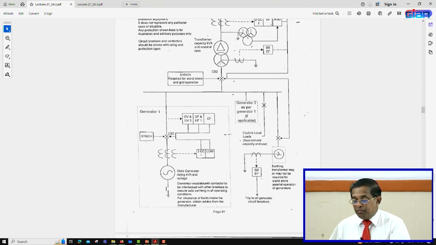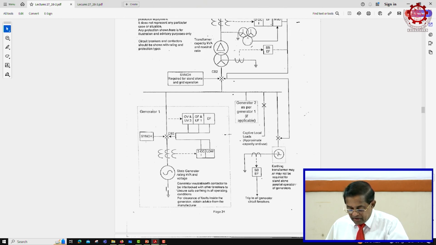Earlier you had the earthing point from the transformer. Now, since circuit breaker 2 is open, the earthing is not available for the power plant side. So the moment this breaker trips, this contactor will close and make an earth for that system.